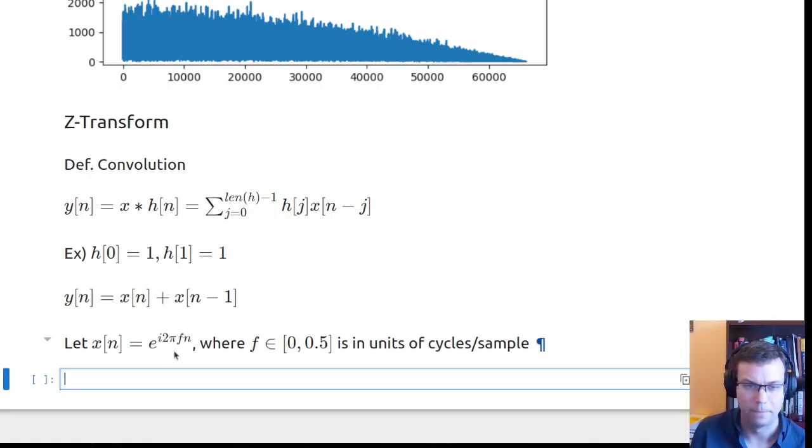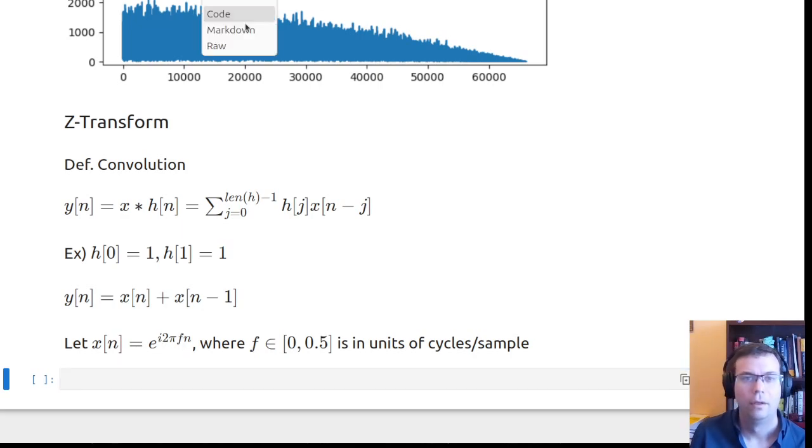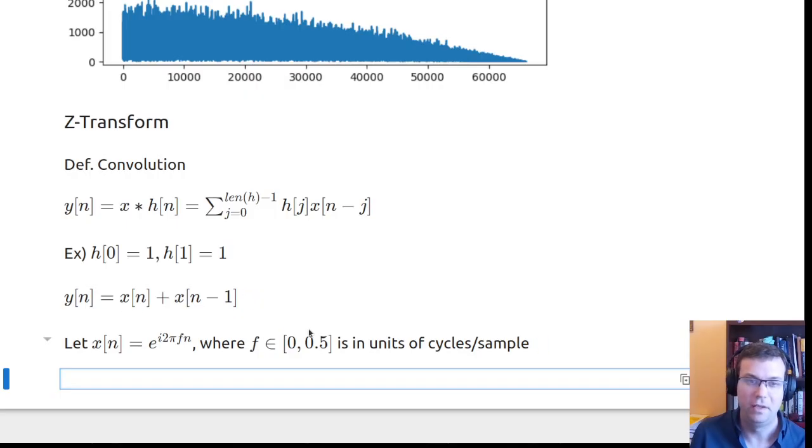Okay, so here's the whole thing. We know that we can't go through more than half of a cycle per sample. That's the Nyquist theorem. But every other sinusoid we can represent like that. Okay, cool. So now let me just plug that into the difference equation.